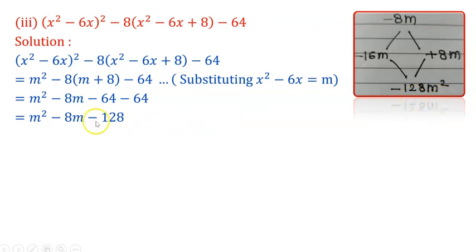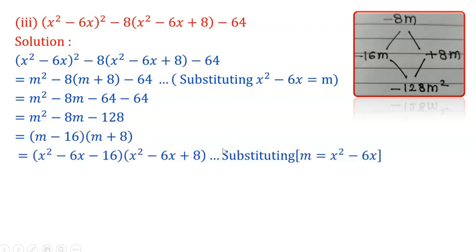Therefore, here we will replace minus 8m by minus 16m plus 8m. See this here. The factors are then m minus 16 in the first bracket, and in the second bracket m plus 8. Okay. Now again replace m by x square minus 6x. Then you will get x square minus 6x minus 16 in the first bracket and in the second bracket x square minus 6x plus 8.